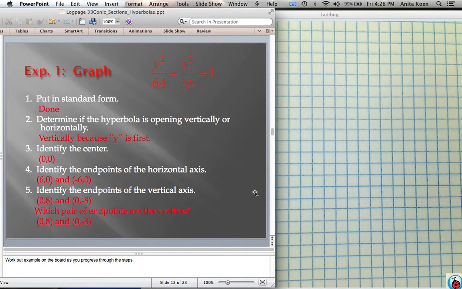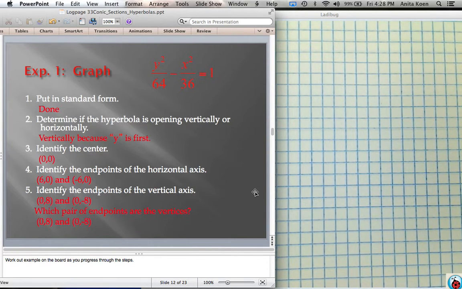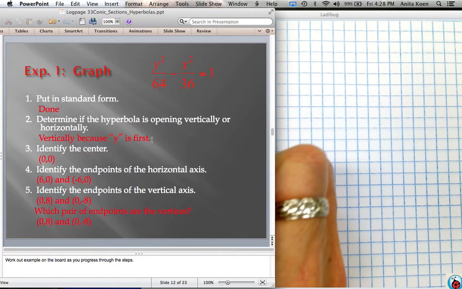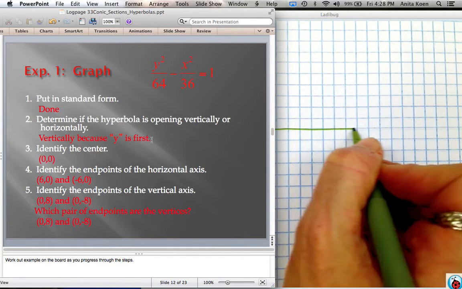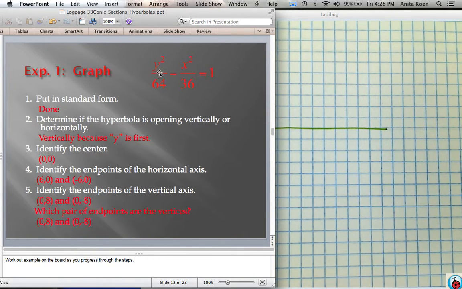Determine if the hyperbola is opening vertically or horizontally. Hopefully you can see that this one is going to be opening vertically because the y is first. When the y is first, it's going to open vertically. Identify the center, and in this case, I hope you can see that the center is (0, 0), because this is x minus h squared, so that's the first 0, and y minus k squared, that's the second 0.